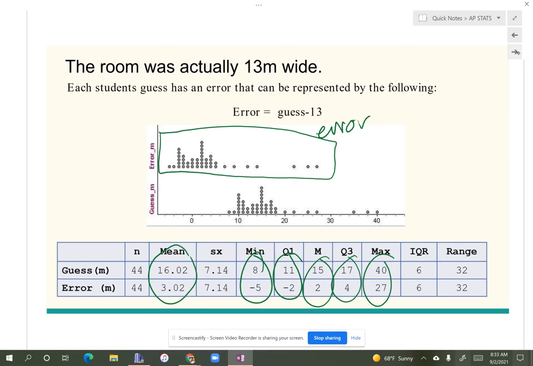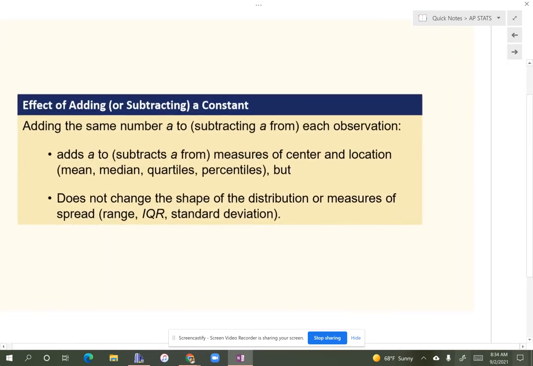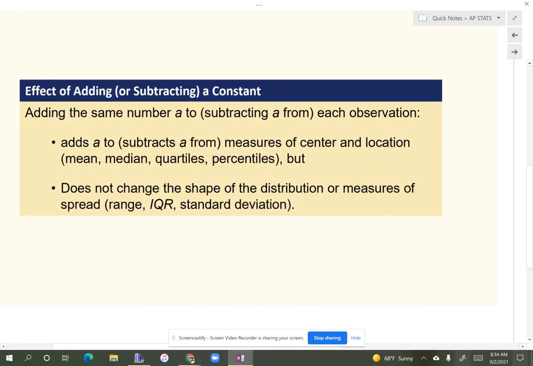So in general, there's a rule for that: the effect of adding or subtracting a constant. When you add the same number A, it adds A to the measures of center and location. So it changes your center and your location of things, but it does not change the shape, the distribution, or the measures of spread. Adding something changes location, but it's not going to change shape or spread. So you need to make sure that you have that down.